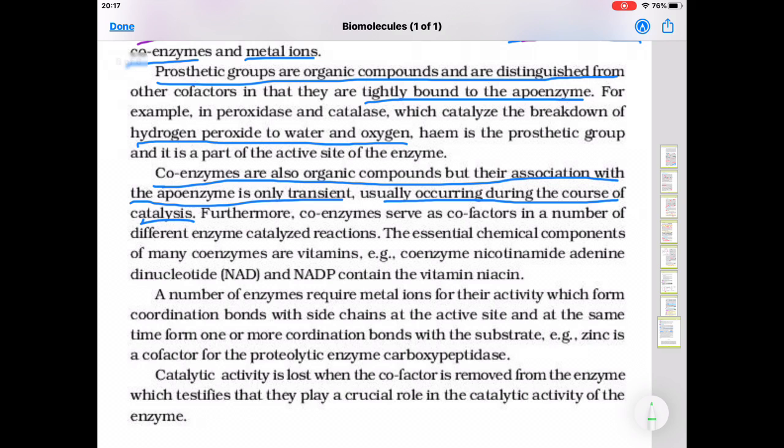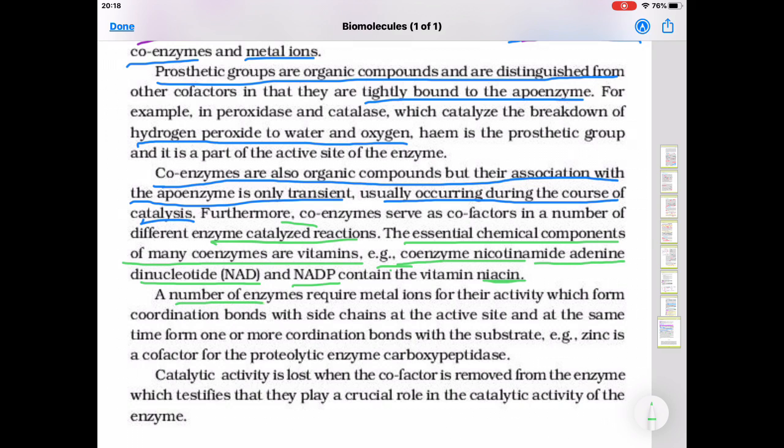For example, coenzymes serve as a cofactor in a number of different enzyme catalyzed reactions. The essential chemical component of many coenzymes are vitamins. For example, coenzyme nicotinamide adenine dinucleotide and NADP contain the vitamin niacin. In the NAD and NADP reactions, vitamin niacin acts as a coenzyme.